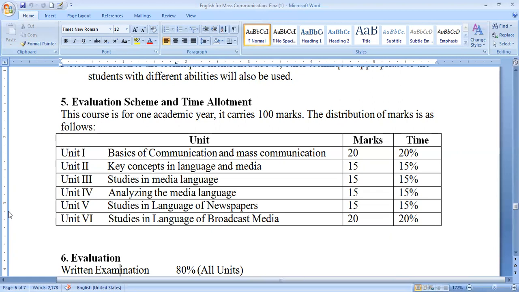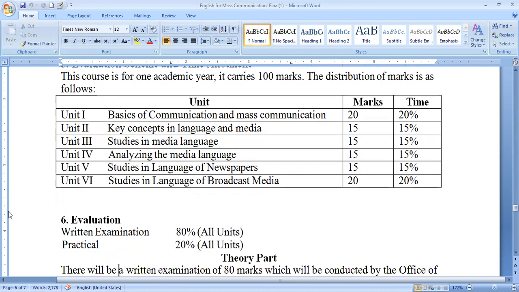Unit 1, basics of communication and mass communication, carries 20 marks, 20%. Then unit 2, key concepts in language media, carries 15 marks. And unit 3, studies in media language, carries 15 marks. Unit 4, analyzing the media language, carries 15 marks. Unit 5, studies in language of newspaper, covers 15 marks. Unit 6, studies in language of broadcast media, covers 20 marks. So altogether 100 marks, both practical and theoretical.